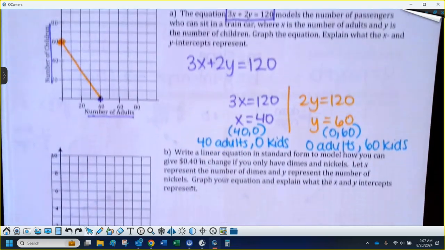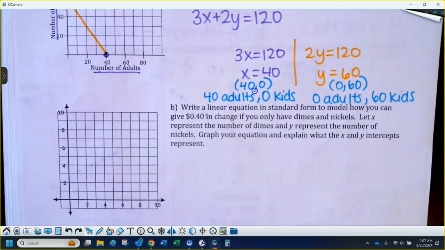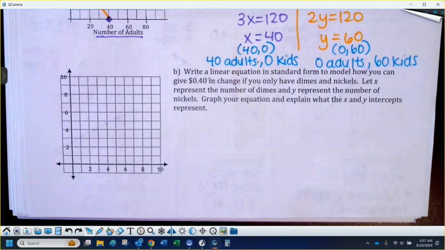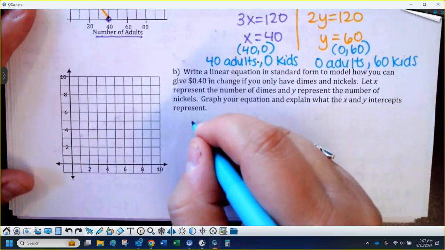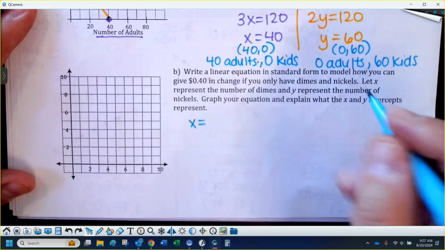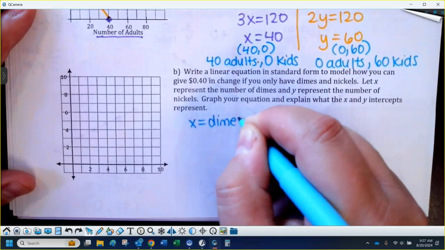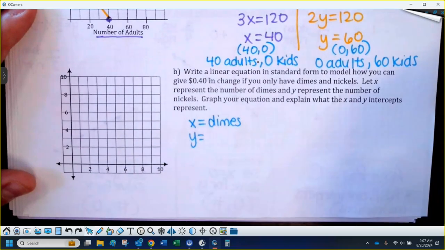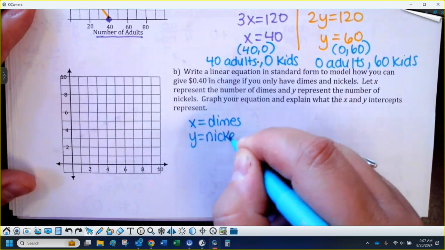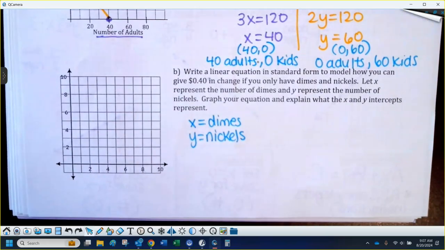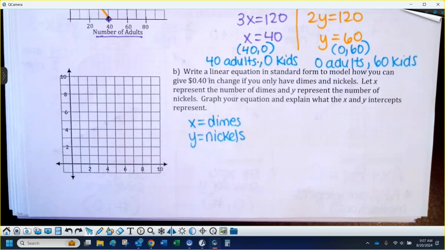Okay, now I have one more equation. I think this one's a little bit weird because I don't have an equation for you. We're going to write it. This says write a linear equation in standard form to model how you can give 40 cents in change if you only have dimes and nickels. And just so we all have the same equation, it says, and don't rewrite this, it's in the directions, let x be the number of dimes and y be the number of nickels. How could you give 40 cents in change, different combinations, if you only had dimes and nickels?